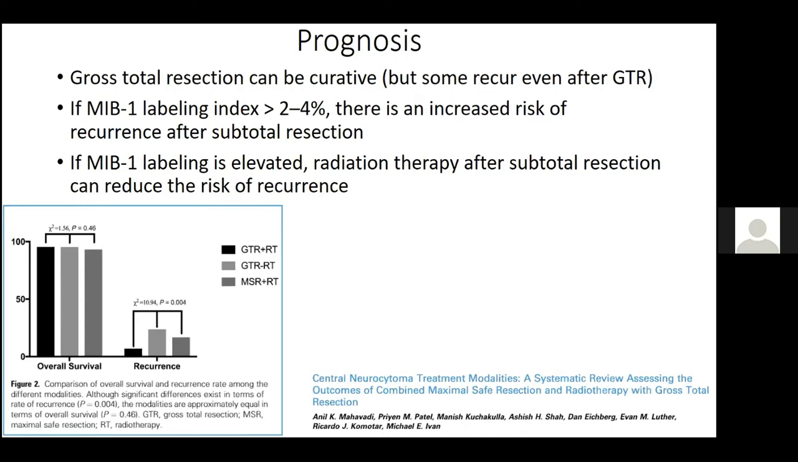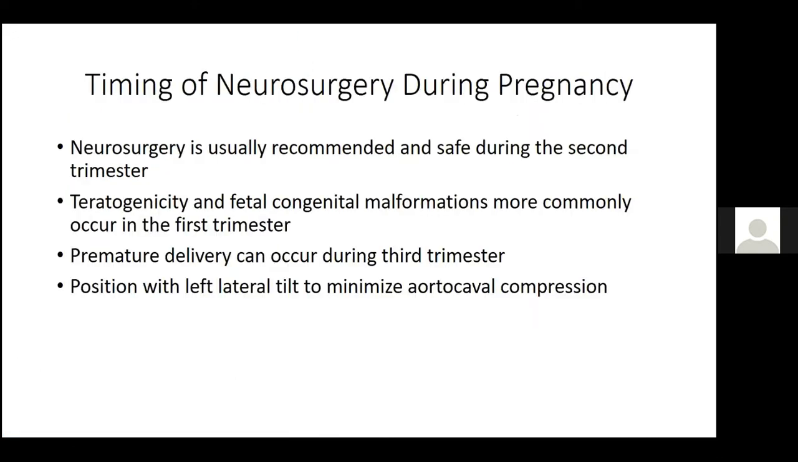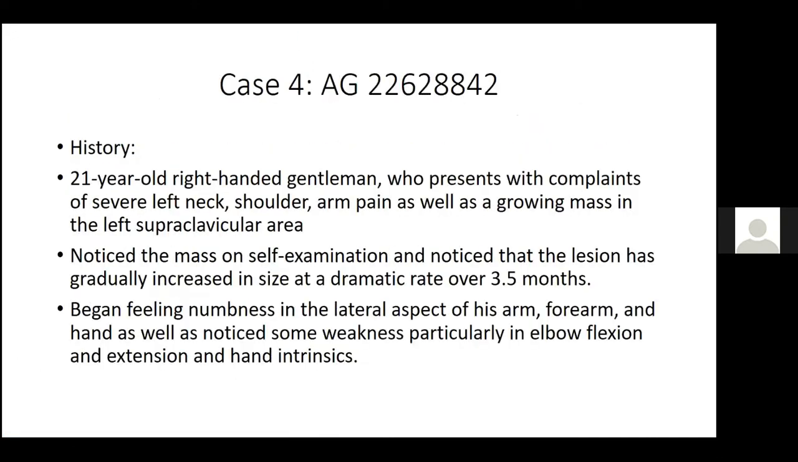Prognosis: gross total resection can be curative, but there can be recurrence, and radiation is controversial. We did a review and found that adjuvant radiation reduces the risk of recurrence, but not overall survival. And then we talked about when to operate during pregnancy. So this is the last case. Mike Cater, are you on?